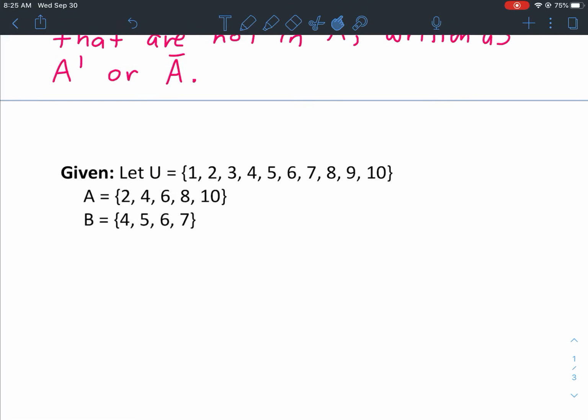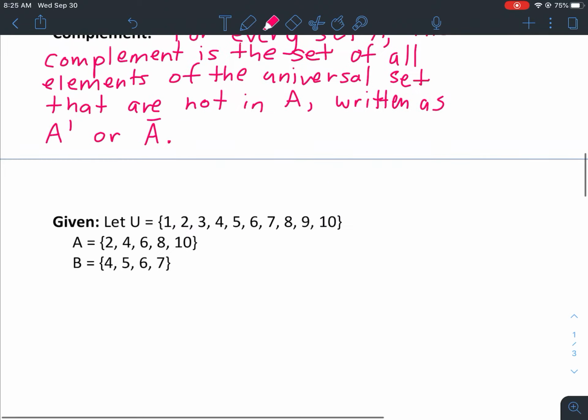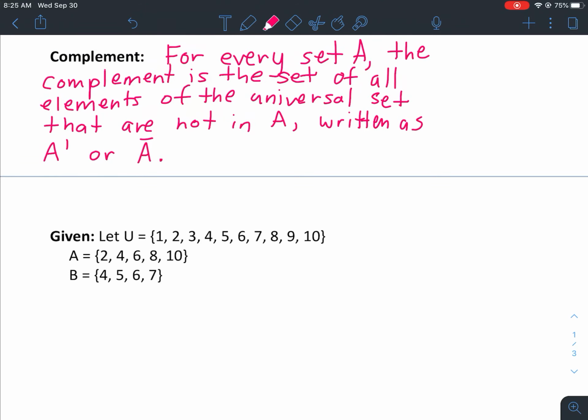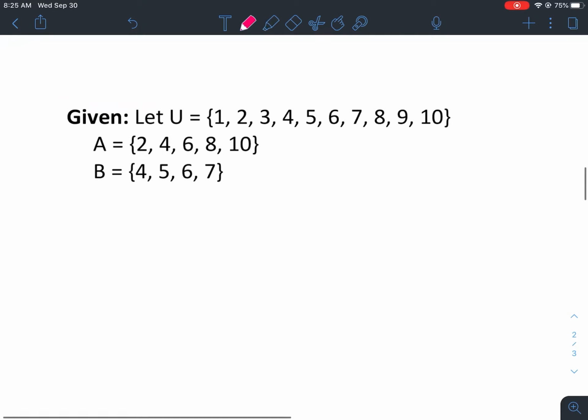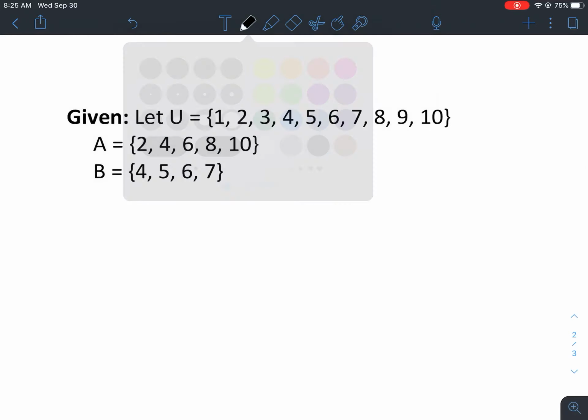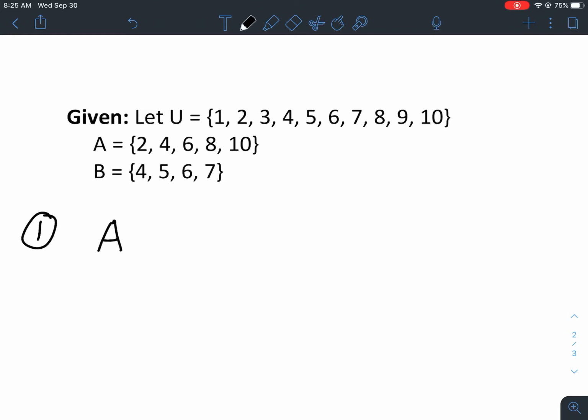Okay, so now we're given a universal set here. So it's 1 through 10, all those integers. We're given another set A, which is 2, 4, 6, 8, and 10. And we're also given a set B, which is 4, 5, 6, 7. Okay, first problem we want to do with this is we want to find the union between A and B.